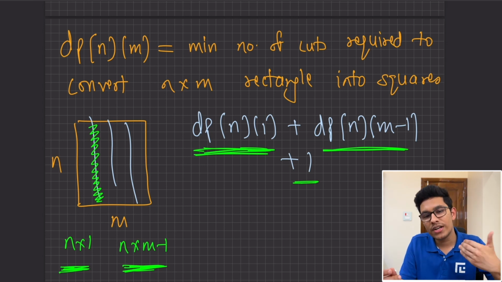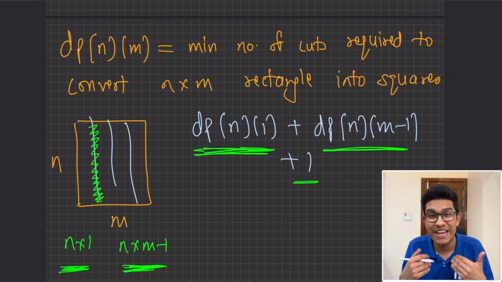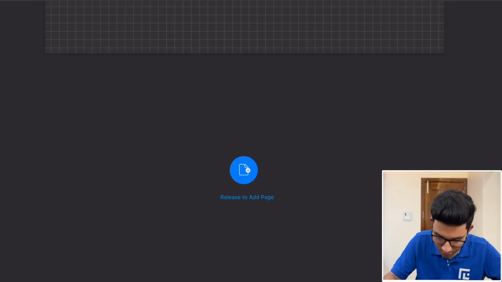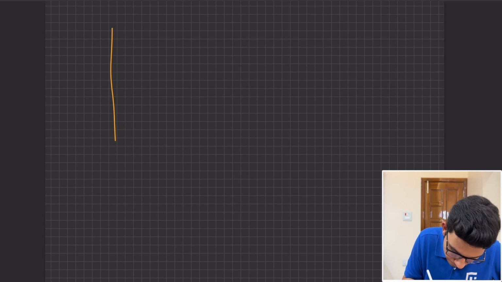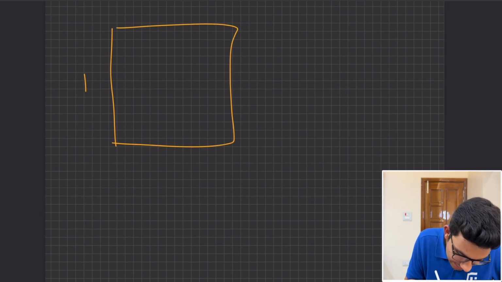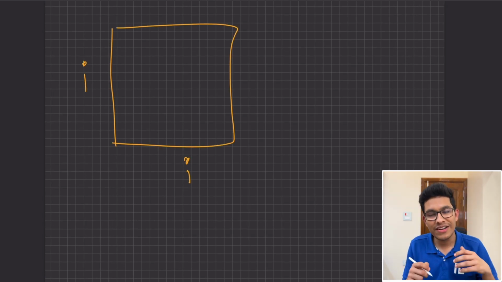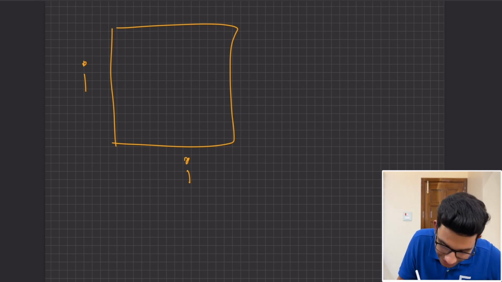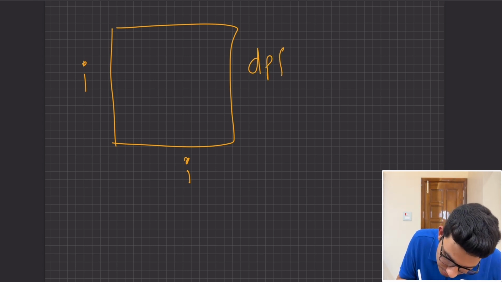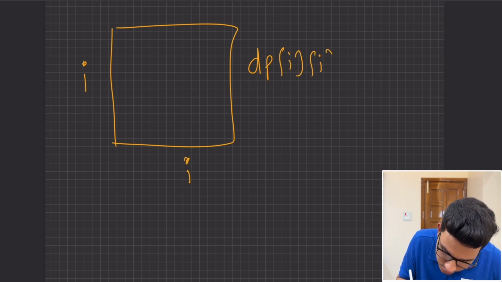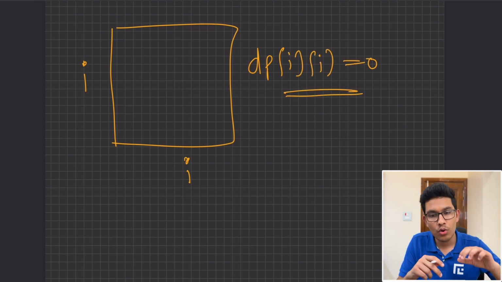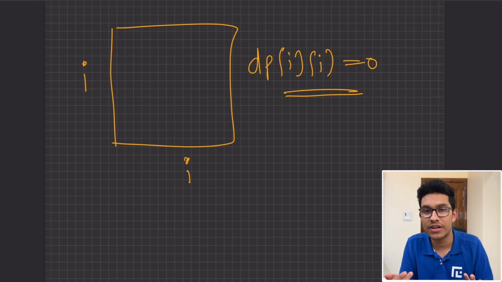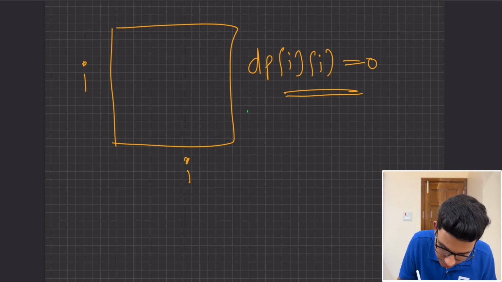Got it? Now what is going to be the base case? Where is this going to end? Where would you not have to make any further cuts? Can I say if you have something like this, let's suppose this is i and this is also i. If you have an i cross i grid, do you really need to make any more cuts? No. So what I can say is that dp of i cross i is going to be 0, because if you already have a square, you don't need to make any further cuts. This is going to be the base case, okay? So you're going to do this for all i, okay?